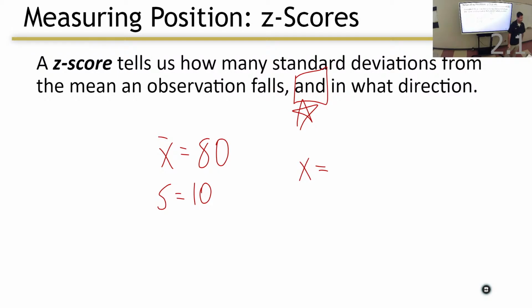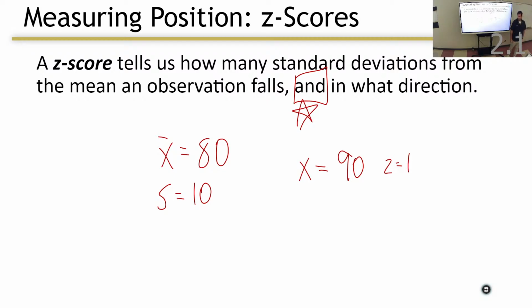One person, one value is at 90. One value is at 90. Well, what do we know about 90 compared to 80 compared to the 10? It's one standard deviation above the mean. So this z-score is 1.